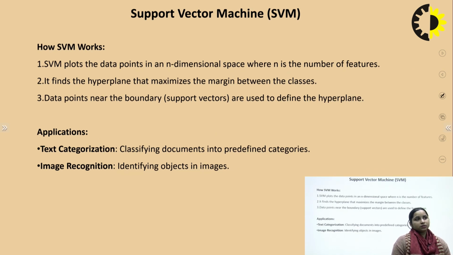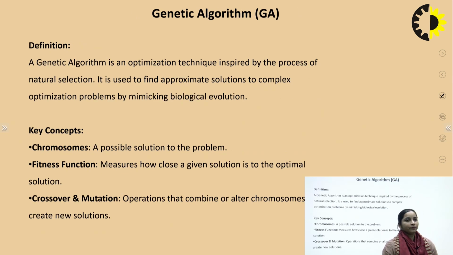How does it work? The support vector machine plots the data points in an n-dimensional space, where n is the number of features. Then it defines the hyperplane that maximizes the margin between the classes. The data points near the boundary, which are the support vectors, are used to define the hyperplane. The applications of support vector machines are text categorization, in which we classify documents into predefined categories, and image recognition, in which we identify objects in an image. Another approach is the genetic algorithm approach.